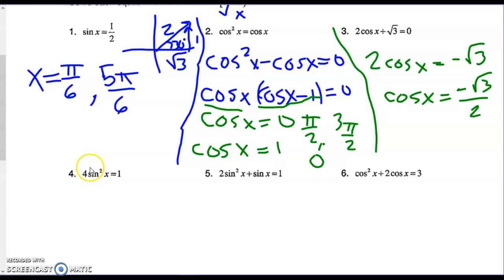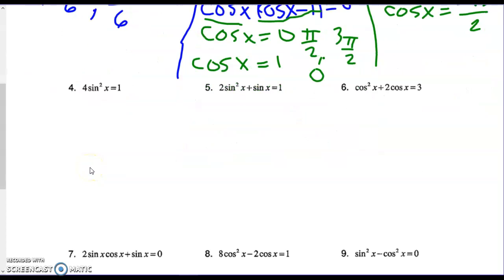So you can do that on your own. I'm going to do number 5 next, and then I'm going to do number 9. And then hopefully you can try the other ones, if you haven't done them already, on your own.